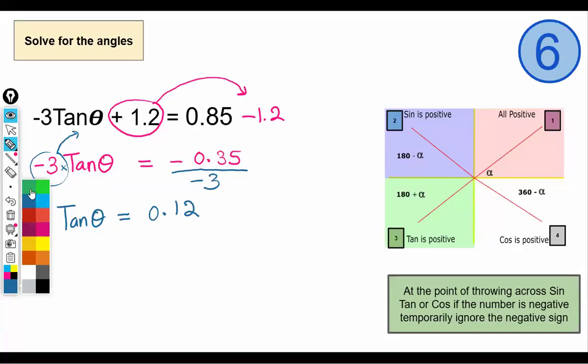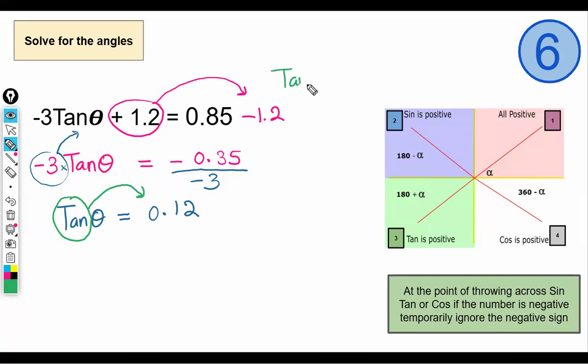Now it's time to throw across who? Tan. Now it's time to determine what type of question. When we throw across tan, what kind of value is waiting on this side? A positive. So this is a tan positive question. You think you want to take the question from there now? Finish it off. And I like positive questions. Those are the easy questions.